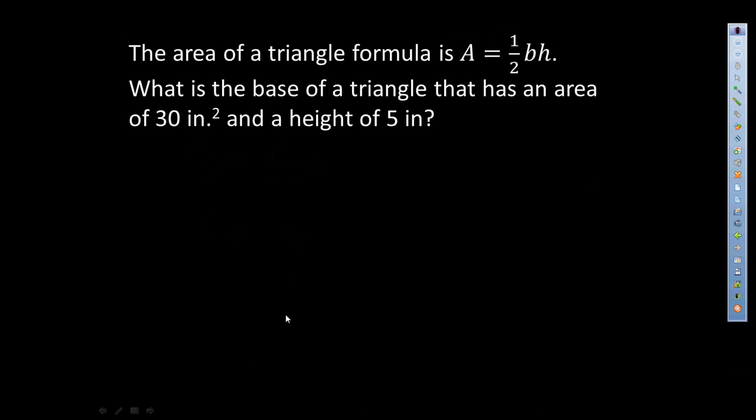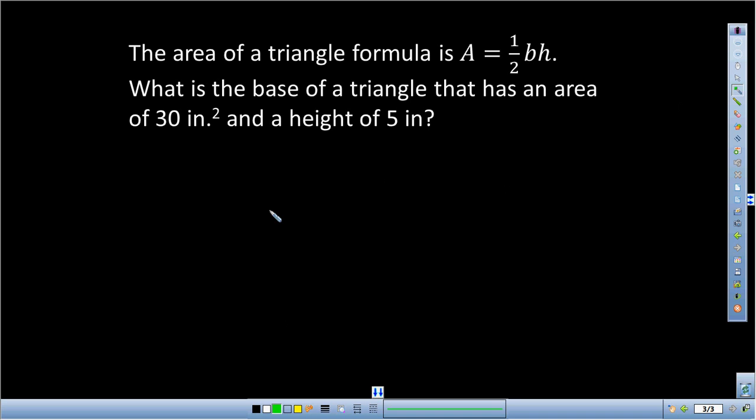In this example we have a formula. The area of a triangle formula is A equals 1/2 BH. A is our area, B is our base, H is our height. So in order to calculate the area, we need to take the base, multiply it by the height, and then multiply that product by 1/2. Then it asks, what is the base of a triangle that has an area of 30 inches squared and a height of 5 inches?